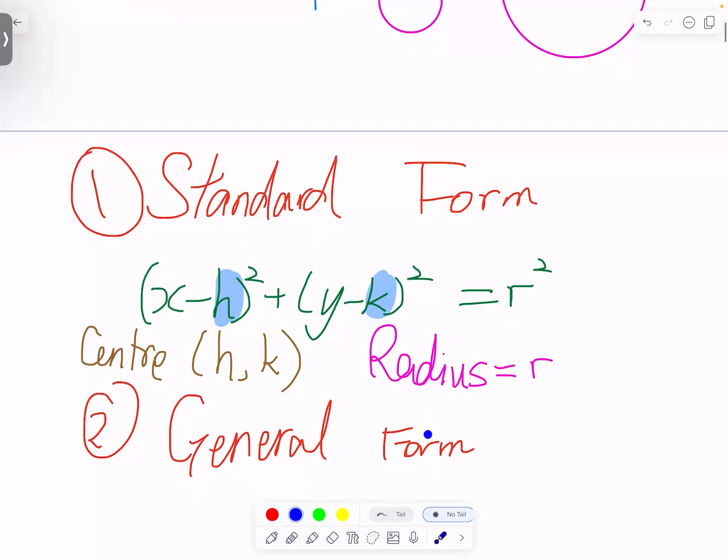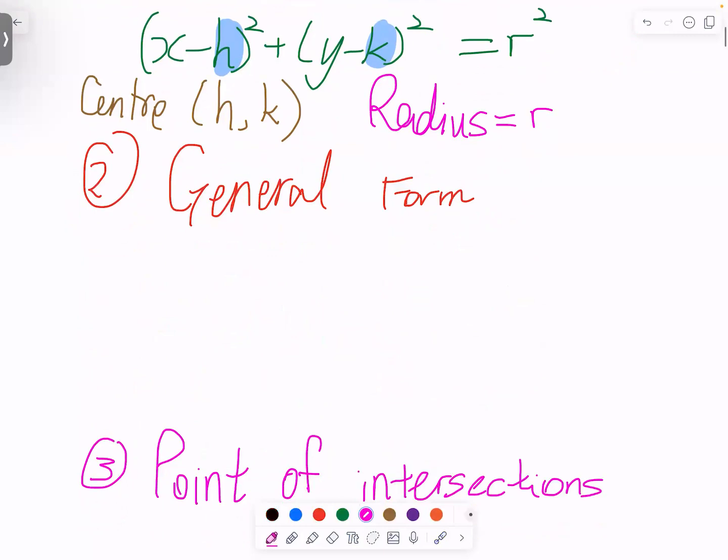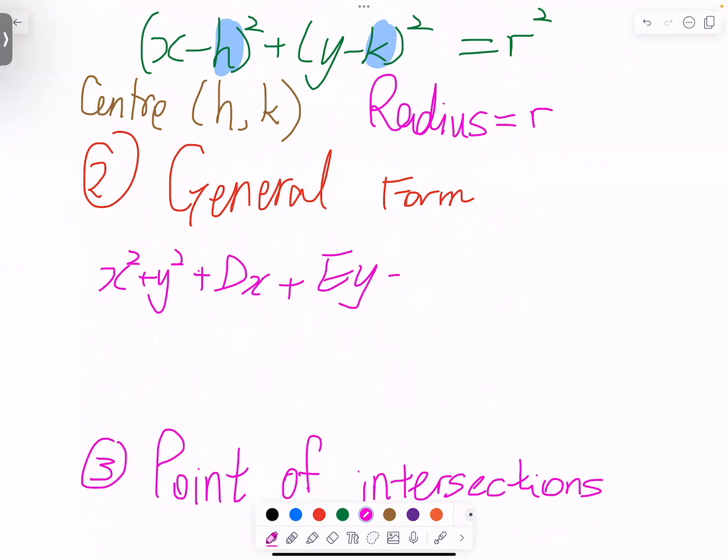Another thing, general form. Now, general form depends on your school, what kind of form they give you. Personally, I prefer this one, DEF style: x squared plus y squared plus dx plus ey plus f equals 0. We understand there's x and y because it's an equation. What are this d, e, and f? These are just made up by myself.